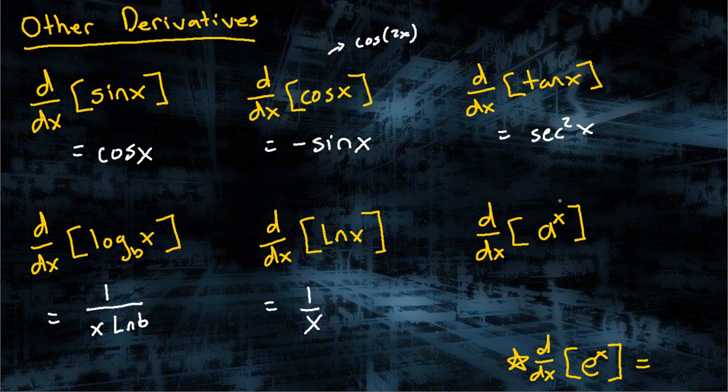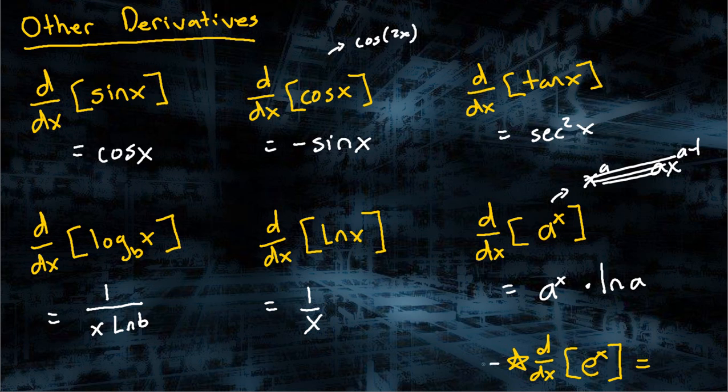And the derivative of a to the x. Now notice how this is different. This isn't x to the a, because if it was x to the a, that'd be easy. That'd be the power rule. Here x is our exponent. So what is this? Well, that is a to the x times natural log of a.